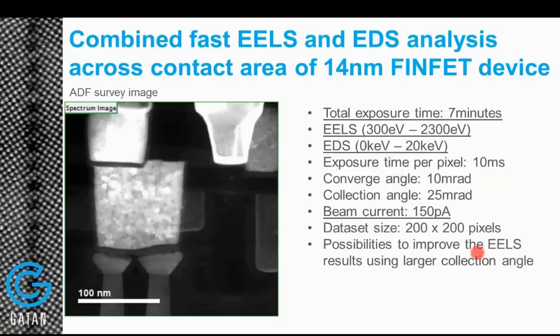this particular sample. So this is the area that we looked at. This is the contact area, so we're going to pay a lot of attention to this particular region here. The entire maps were acquired in 7 minutes. This is the data set acquired at 150 picoamp. The other data set was acquired at 850 picoamp, but using exactly the same exposure time and the same experimental condition. The only thing we change is the beam current. In this case, EDS was acquired from 0 keV to 20 keV, so we have a much bigger energy range in the EDS spectrum.